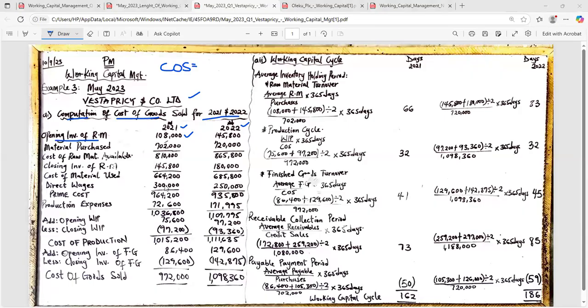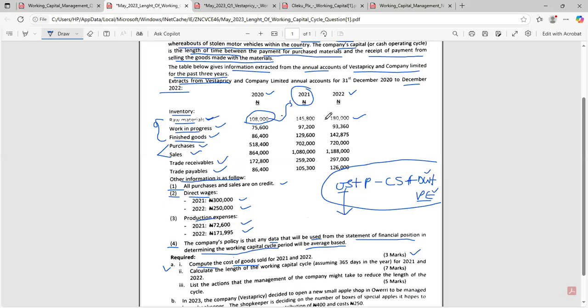Thank you. All right. So we have 108,000. Let's look to 2022. Let's look for the opening stock of 2022. The opening stock of 2022 will be the closing stock of 2021, which is this 145,800. This 145,800, the closing stock of 2021, shall be the opening stock of 2022.